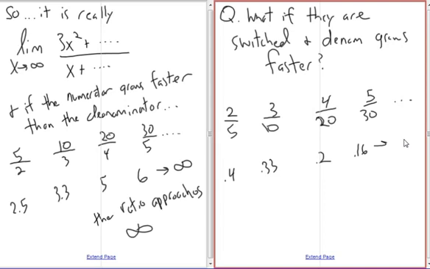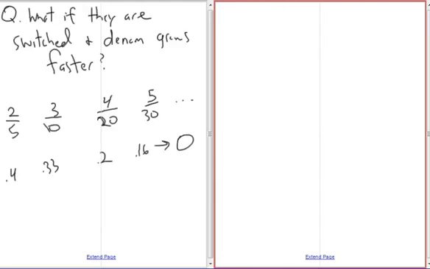You might ask yourself, are we ever going to go negative? And the answer is no, because these numbers are all positive. I'm doing 2, 3, 4, 5, going up. So positive numbers in the numerator, positive numbers in the denominator. I'm always going to have a positive over a positive, so the quotient is always going to be positive. It's just going to get closer and closer to 0. And notice this is the denominator growing faster than the numerator. So it approaches 0.